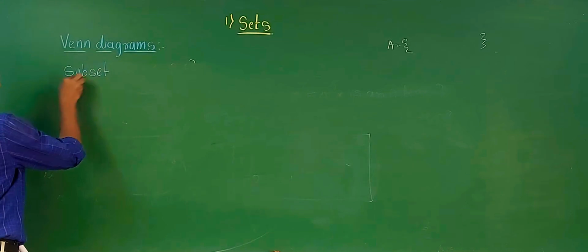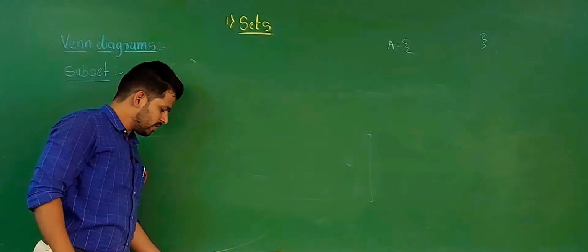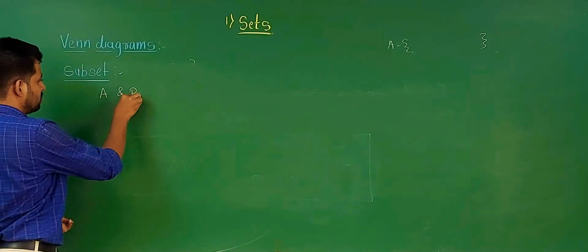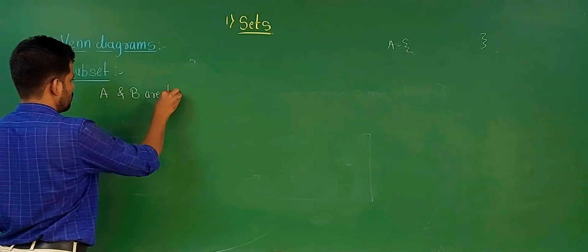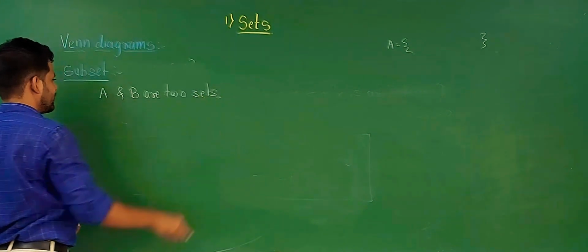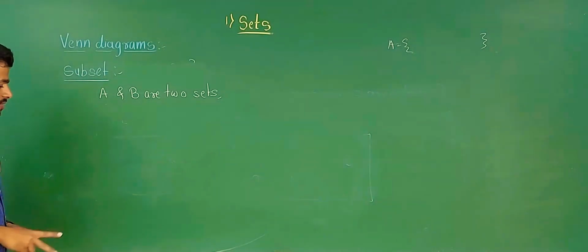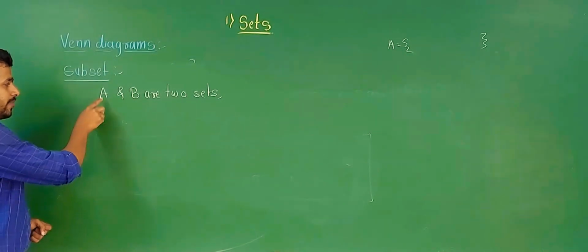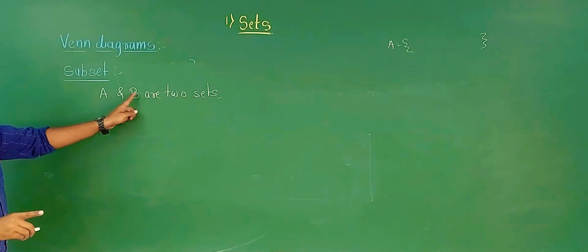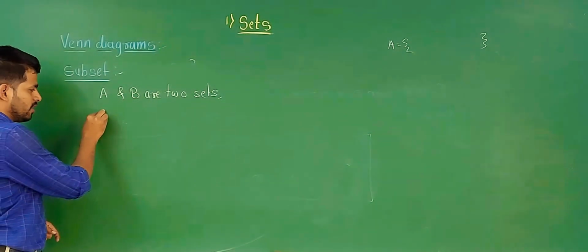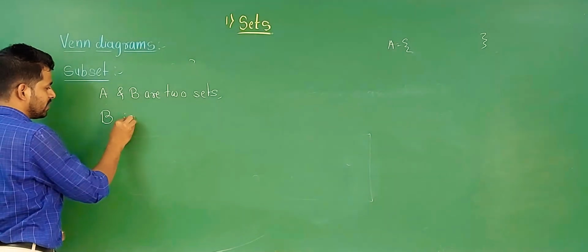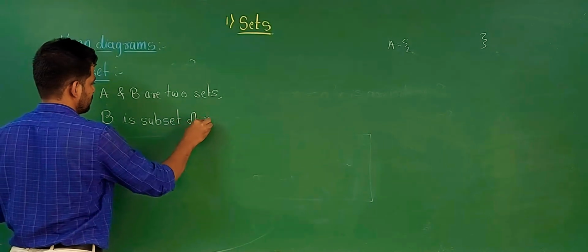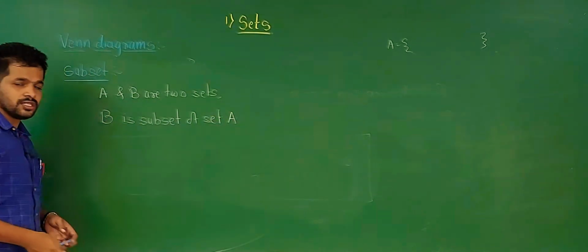Now we take two sets. Suppose A and B are two sets. The first condition is: if every element of set B is present in set A, then we write that B is a subset of set A.